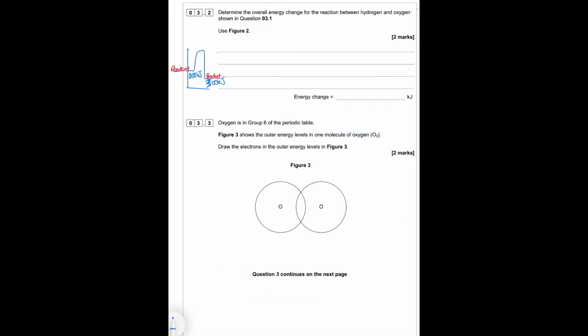To determine the overall energy change for the reaction between hydrogen and oxygen, we use the energy diagram here. So we can see that the energy of the reactants was 800 kilojoules, and we take away the energy of the products, which was 300 kilojoules, and that gives us an energy change of 500 kilojoules. So our answer is 500 kilojoules.